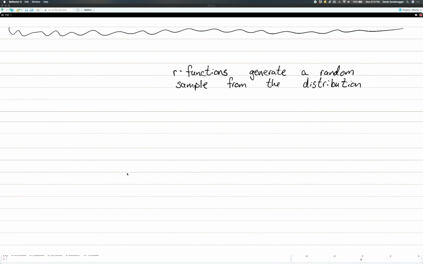And then finally, the last thing that I want to be able to do is to calculate a random sample from a distribution. Let's go see how to do this in R.